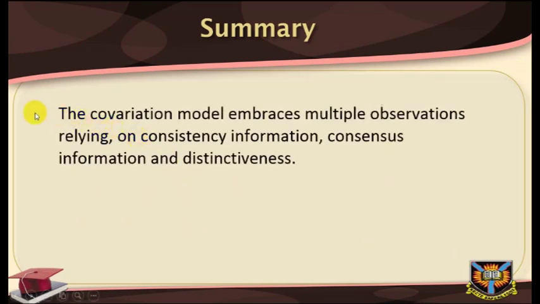Attribution theory seeks to understand how, and the process involved in, arriving at inferences about the causes of behavior. The covariation model embraces multiple observations, relying on consistency information, consensus information, and distinctiveness.